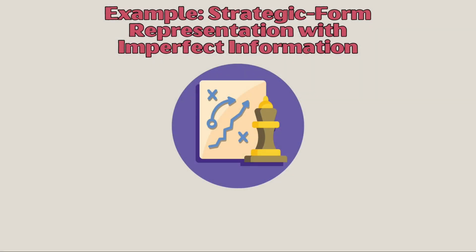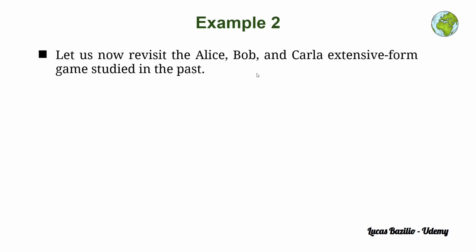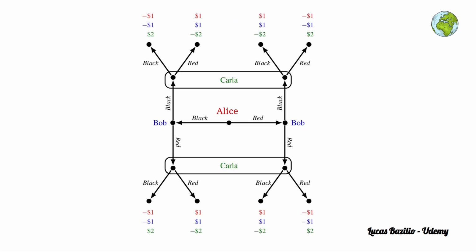In this lecture, we're going to study another example of a strategic form representation in a game with imperfect information. Let us consider now the Alice, Bob, and Carla extensive form game that we already studied in the past. Recall that this is an imperfect information game that we already saw in previous lectures. So now let us see how we can build the associated strategic form from this game.